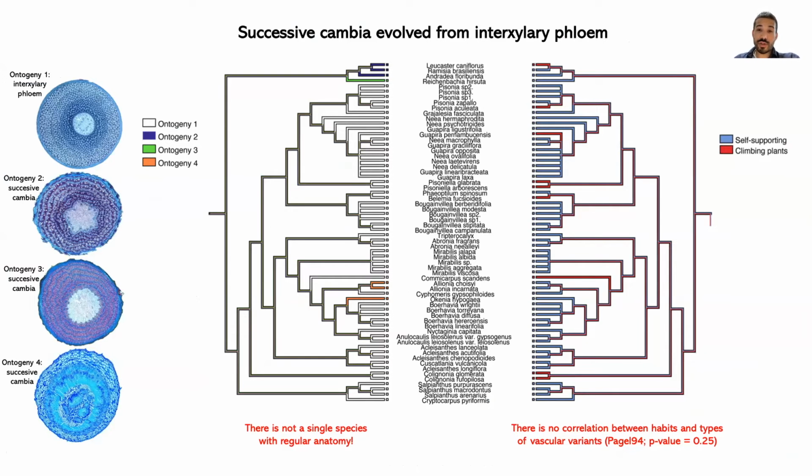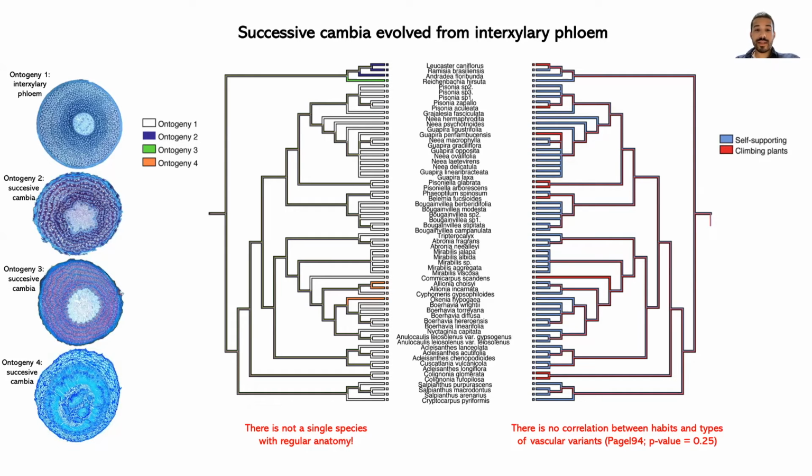Here, it is important to note that successive cambia evolved from interxylary phloem and not the other way around. And this is contrary to our first expectations because, as I mentioned, the literature stated that successive cambia would be inclusive the sole variant that was found in the family. So here we also demonstrate through Pagel's correlation test that there is no correlation between habits and the types of vascular variants that we find in Nyctaginaceae.